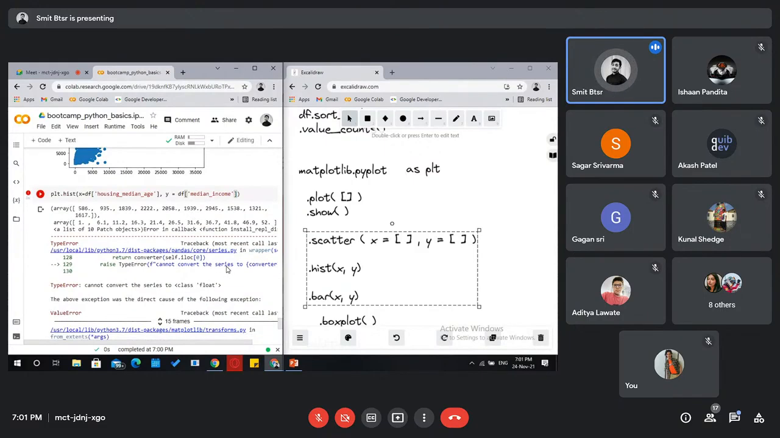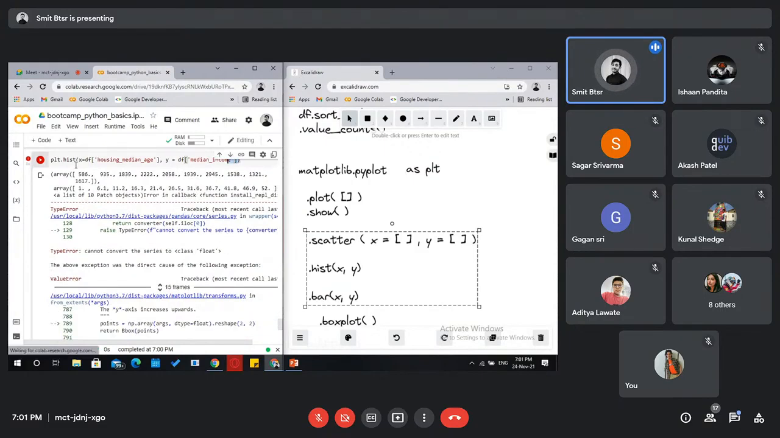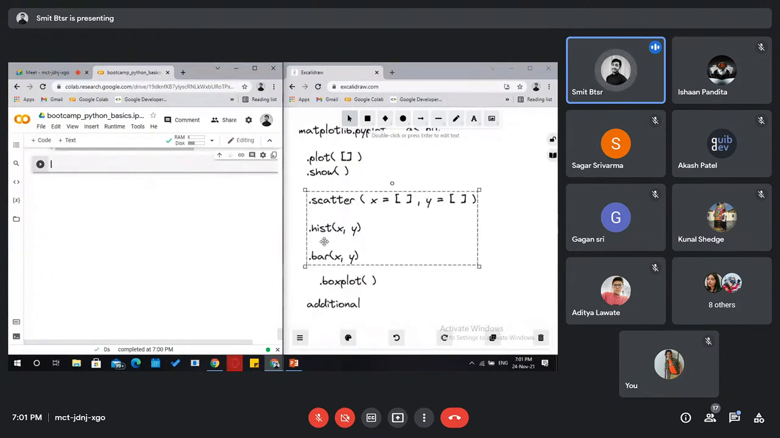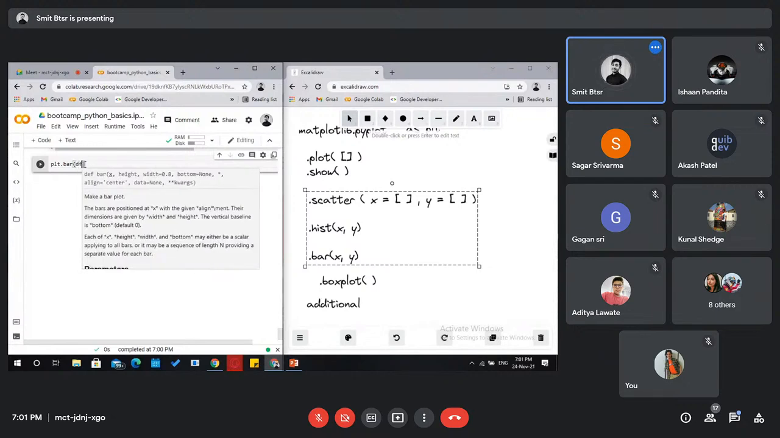We will consider this histogram later. Let's move on with other types. Okay, so there are bar graphs as well. So let's see the bar graph. So bar, and then we have to specify both x and y. Here I'm not writing x and y.